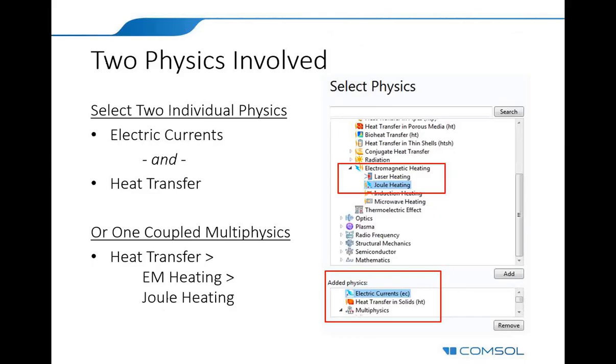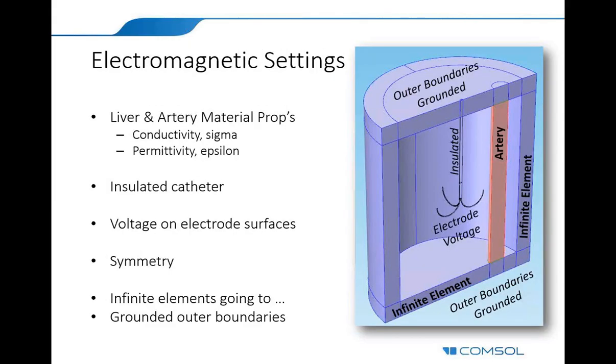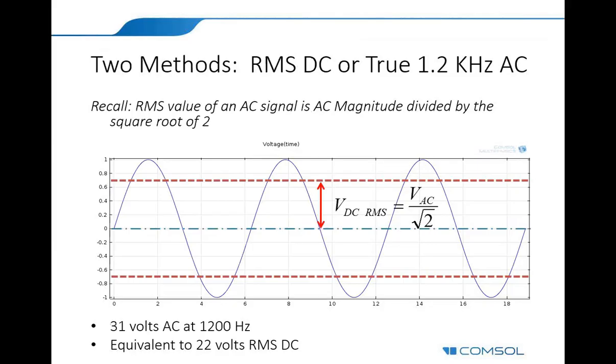Okay, now there's 2 physics involved right here, electric currents and heat transfer. You can enter that in one of 2 ways. We're going to do it one by one and then link them together. Or you could go into coupled heat transfer and say, I'm going to do electromagnetic heating under heat transfer, Joule heating. And then the beauty of that is we then add the physics and couple them for you. For the electromagnetics, we're going to ground the outer boundaries. We will have infinite elements so that they decay down. Again, I will talk about that. And we'll have voltages on the electrode surfaces.